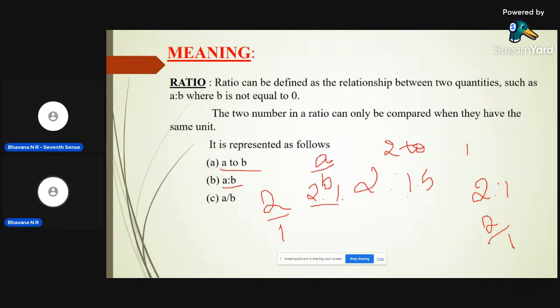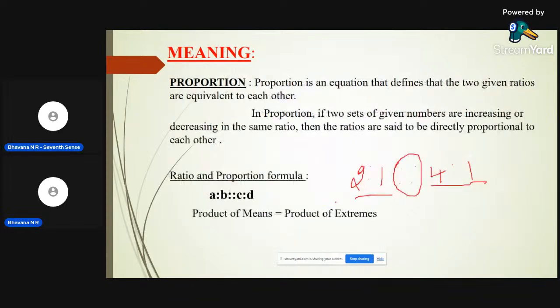So next, what is proportion? Proportion is an equation that defines that two given ratios are equivalent to each other. So A to B is one ratio and C to D is another ratio, and both ratios should be equal. We are going to equate both the ratios. In that case, we use four dots to call it a proportion.